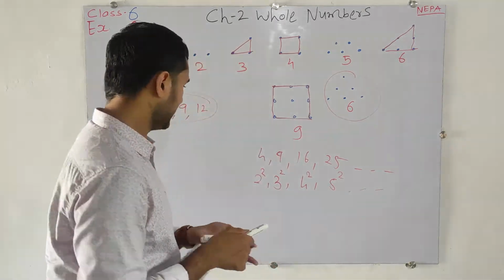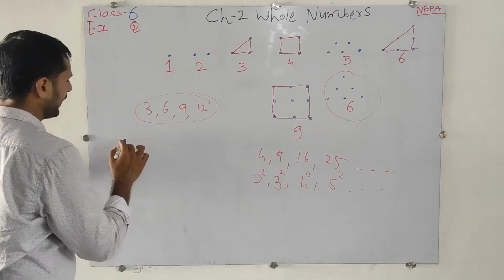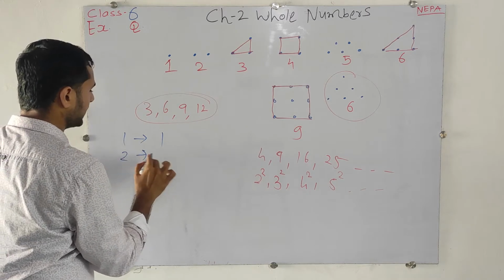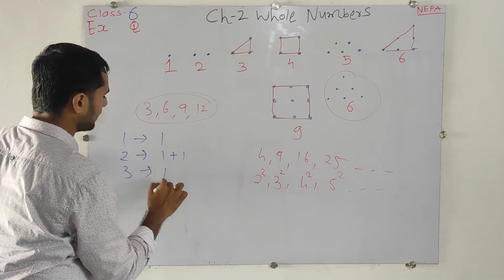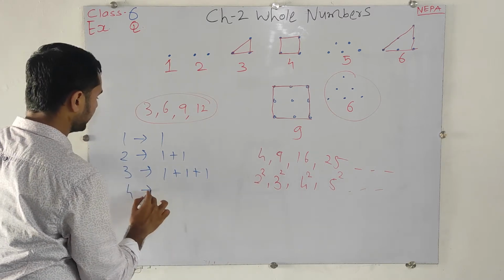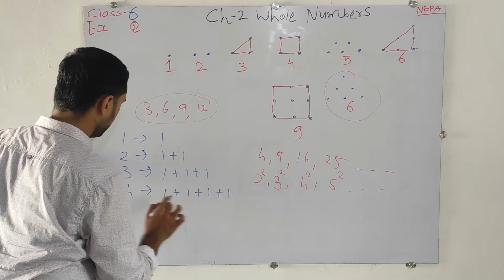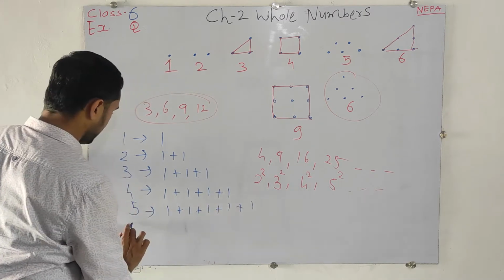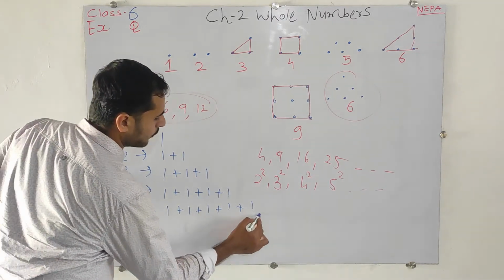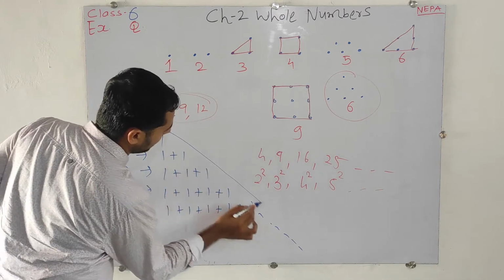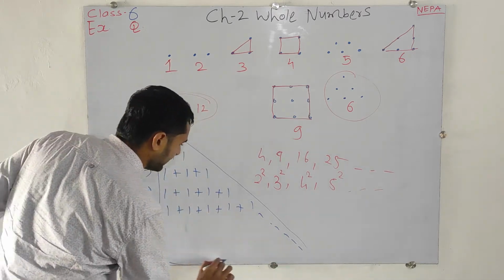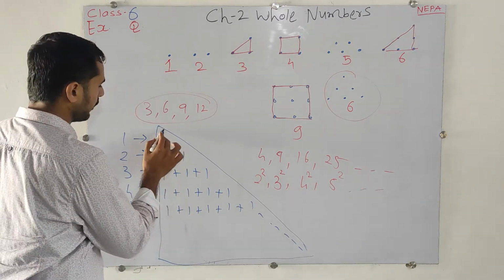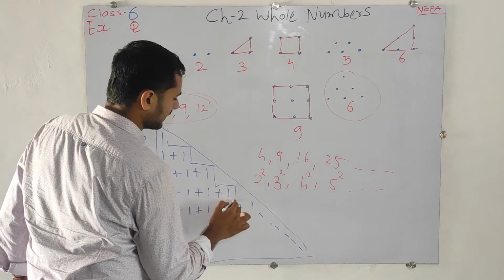Now one more thing which we will discuss here. If I write 1, that is 1. Then 2 will be 1 plus 1. Then 3 can be 1 plus 1 plus 1. 4 can be 1 plus 1 plus 1 plus 1. 5 can be 1 plus 1 plus 1 plus 1 plus 1. As the number increases, the 1s increase like this. If you see, it's one type of triangular form. And one more thing you can observe is that here are the steps.